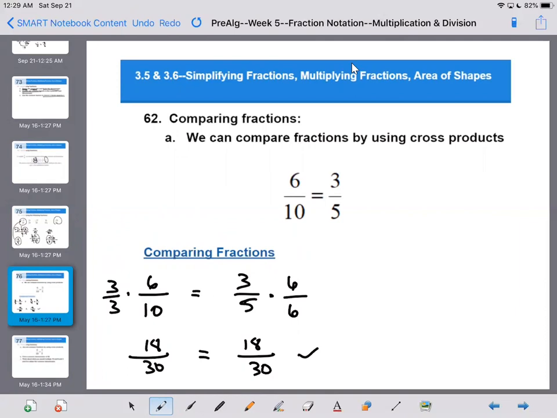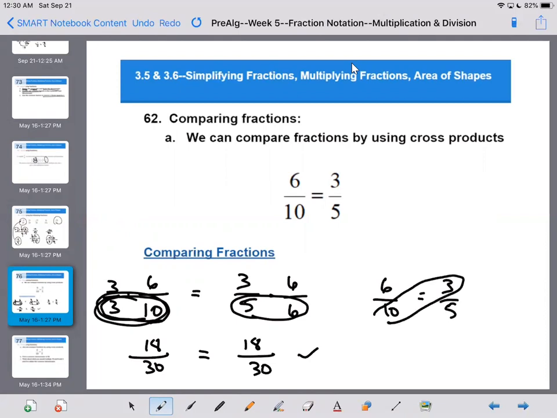So notice what you did. You multiplied 10 multiplied by 3, and 5 was multiplied by 6. So look at this in a diagonal way. We know that we multiplied 10 by 3, and we know we multiplied 5 by 6. So that's another way to look at it, is looking at your cross products and see if they're equal. But a lot of that comes to the forefront if we're thinking about trying to create a common denominator.